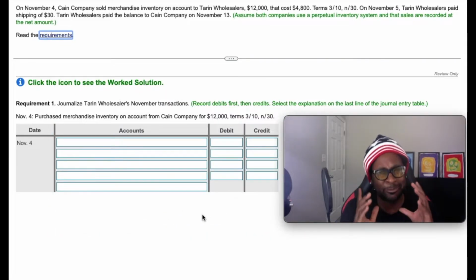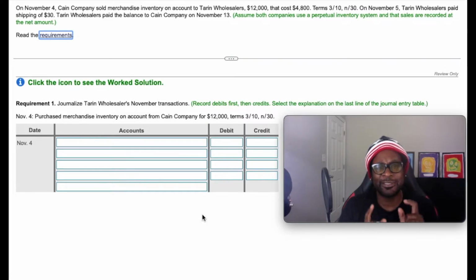Alright gang, so this is a beautiful problem. I like this problem a lot. Why? Because it gives us an opportunity to see both sides of the coin. We are going to account for both the seller of this particular transaction as well as the buyer of this particular transaction. It's very important that you know the difference, because when you're a merchandising company and you're accounting for them, you must be able to recognize appropriately if you're purchasing or selling inventory and how to account for it successfully. So let's get to it.